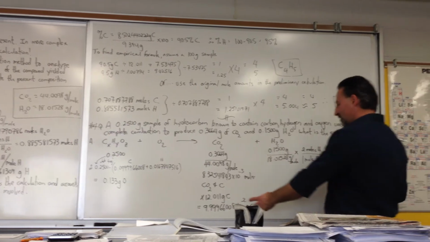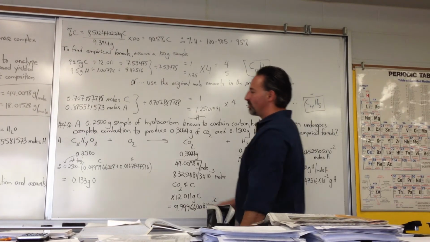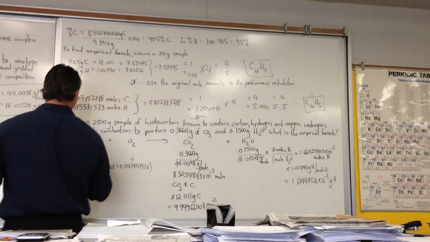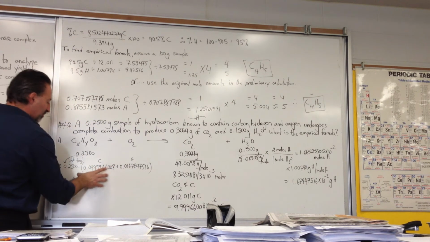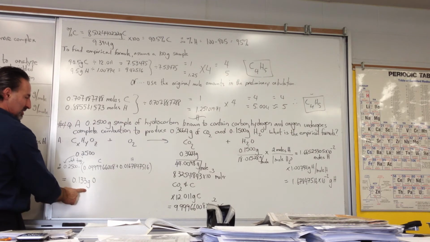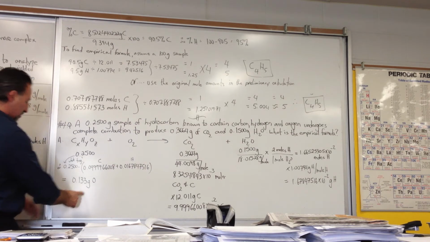Then what we do is we take these two amounts, add them together, and subtract them from the original weight of the sample. The remaining weight, the 0.133 grams that's left over, has to be the mass of the oxygen.